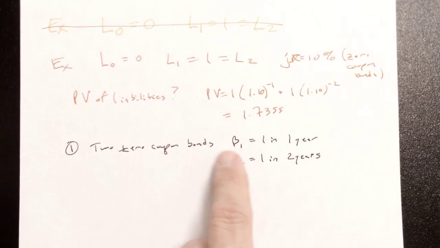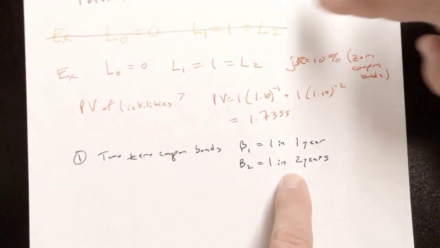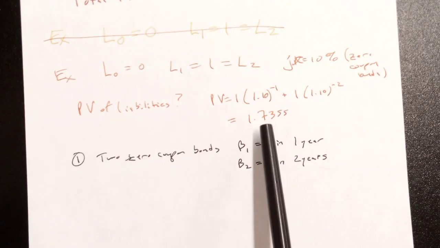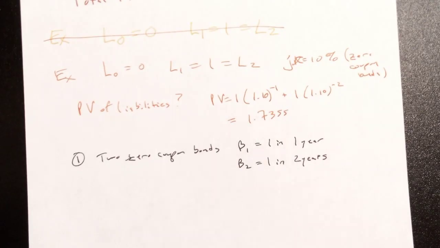I'm going to use this bond to pay off this liability, and I'm going to use this bond to pay off this liability, and I will be completely covered. This is an exact match. Its present value would be the exact same thing because I'd calculate it the exact same way.